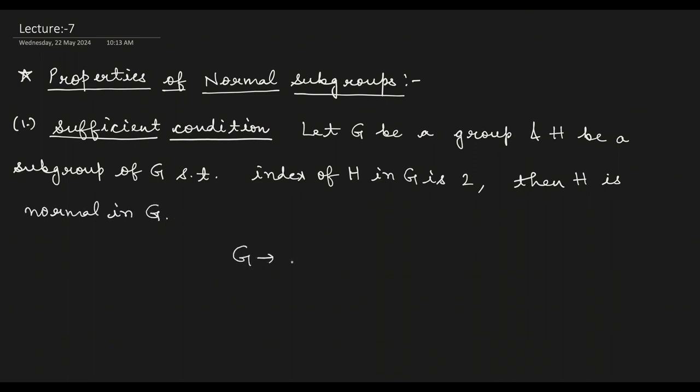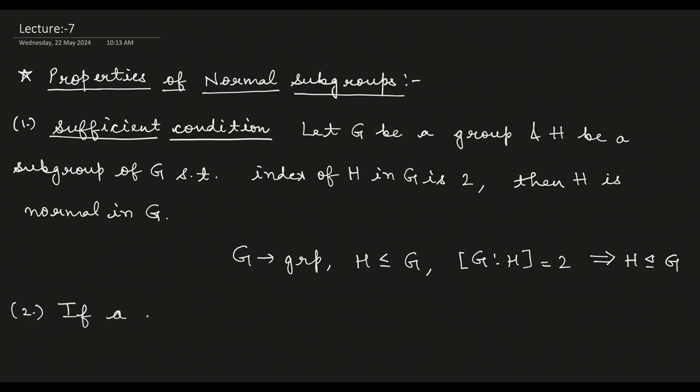Means G is a group, H is a subgroup of G, and index of H in G is 2. Then we will say that H is a normal subgroup of G. Second, if a group is abelian, then every subgroup of G is normal.